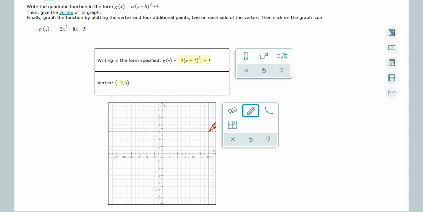0, -5. I'm at 0, I go down to -5 and click a point. The next one is -1, 1. Click a point. -2, 3. Click a point. -3, 1, and the last was -4, -5. Okay, and then I just click on this button right here, and it connects them all.